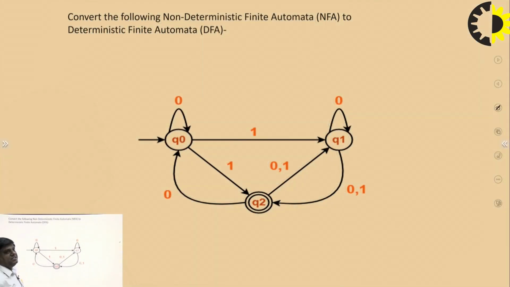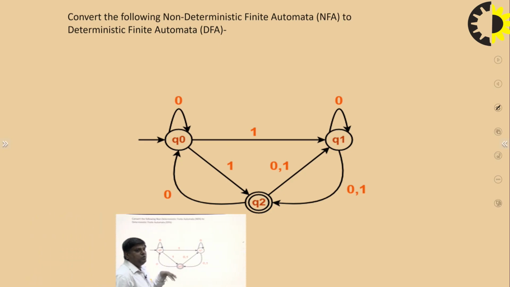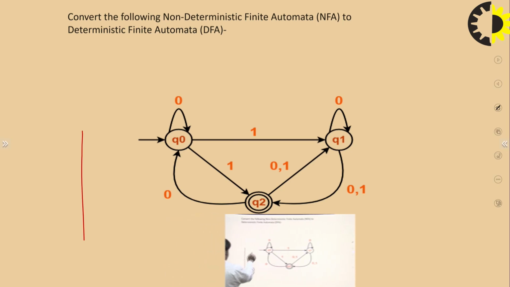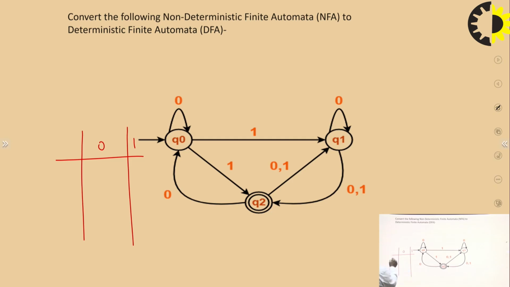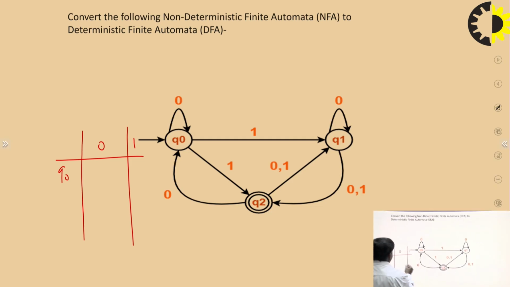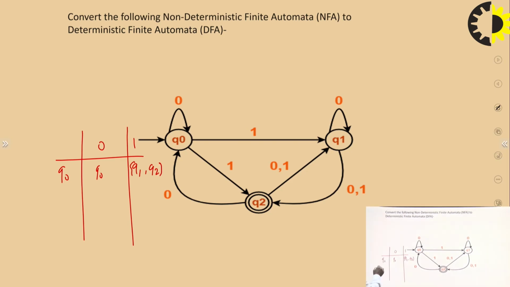What are the steps? Firstly, we draw the transition table of the NFA. Then with the same concept, we can convert the NFA into a DFA. So what is the transition table of this machine? That is the transitions on 0 and 1. Now for q0, on 0 it is q0 and on 1 it is q1. For q1 on 0, it is q1 and q2, and on 1 no transition is available.